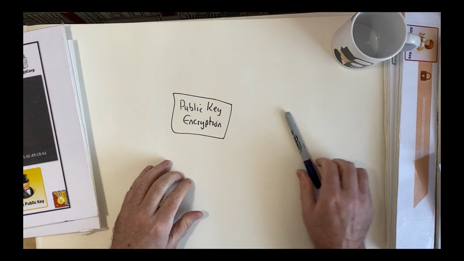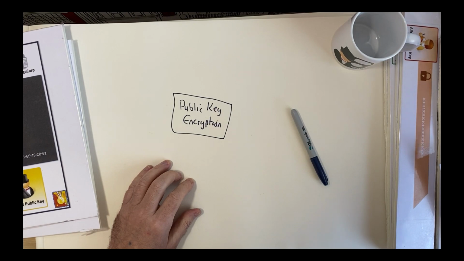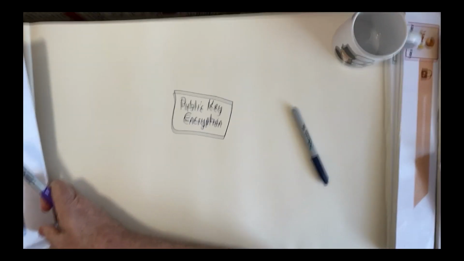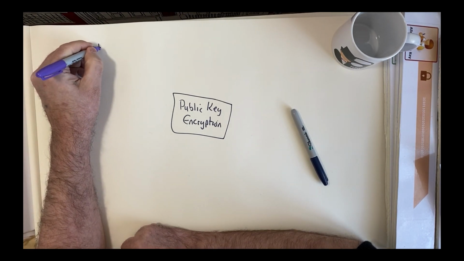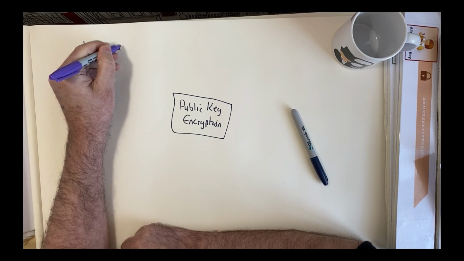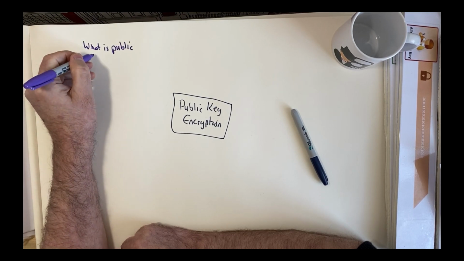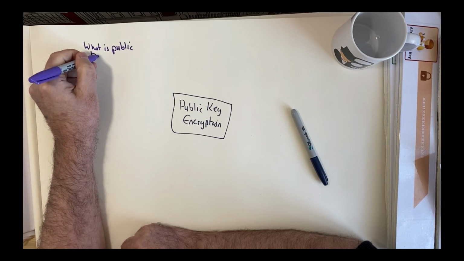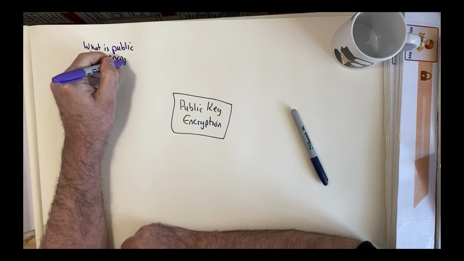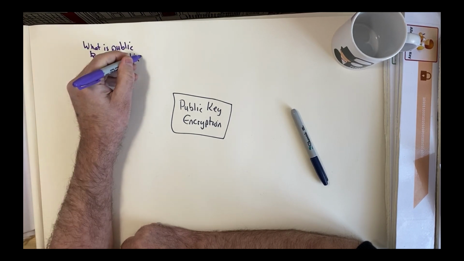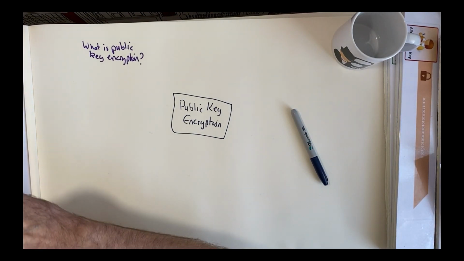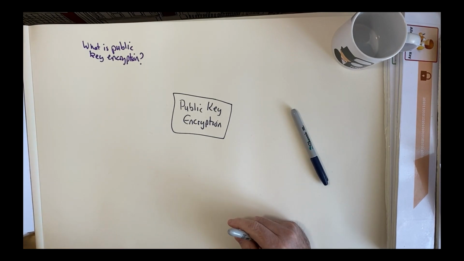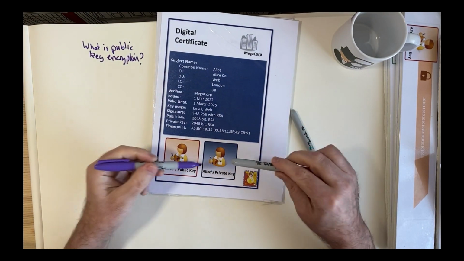Okay, so what is public key encryption? Well, it's a special method that allows us to create a public key and a private key, and these are special keys. So what we basically have is a public key and a private key. Okay, so Alice has a public key and a private key.